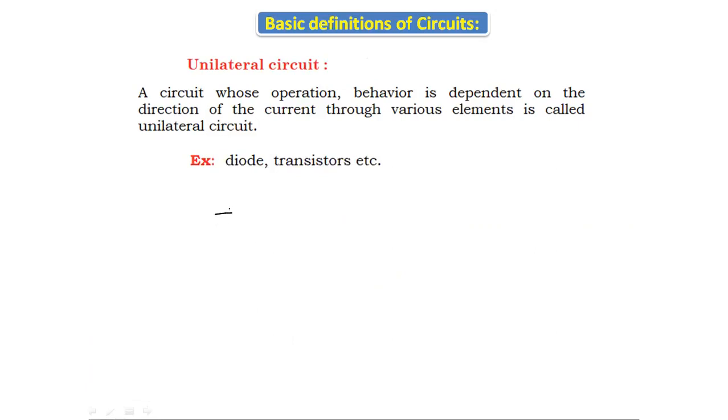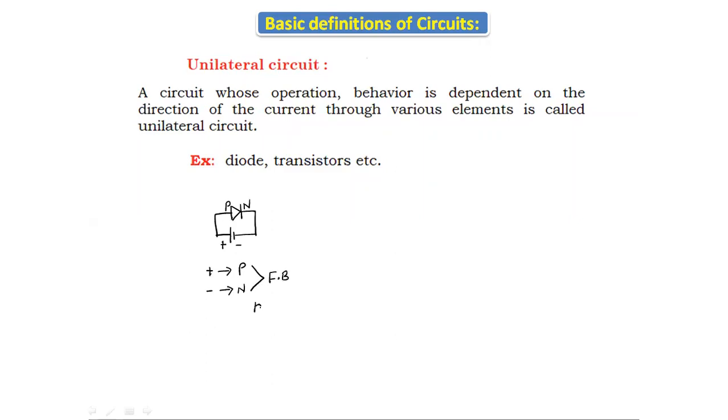Now I am taking the diode. This is the diode symbol. For this diode, I am giving forward bias. It has a positive terminal and a negative terminal of the battery. This is the P type side of the diode and this is the N type side. The positive terminal of the battery is connected to P and the negative terminal of the battery is connected to N. So the diode is in forward bias.